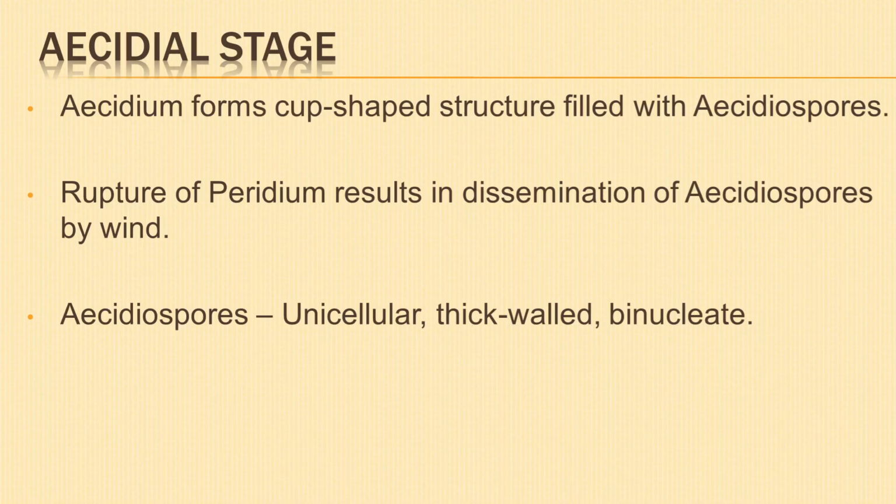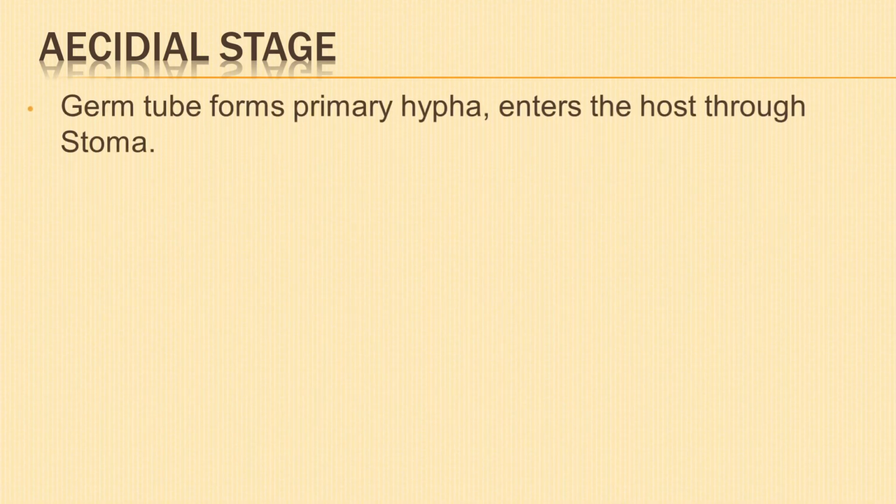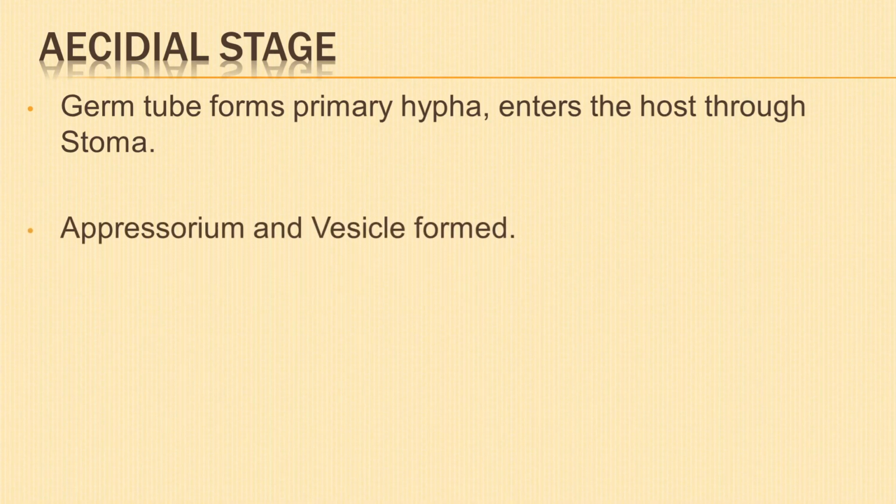They are incapable of germination on the host, that is the barberry plant. They can germinate only on wheat plant under suitable conditions. A germ tube emerges out of the germ pore to form the primary hypha, which enters the host wheat plant through a stoma. The tip of the germ tube swells to form the appressorium and a vesicle.